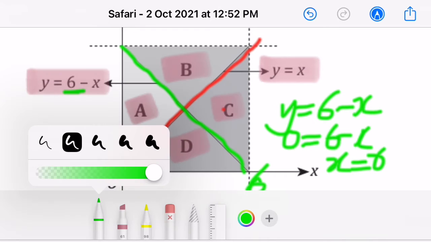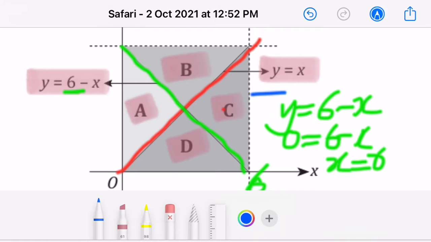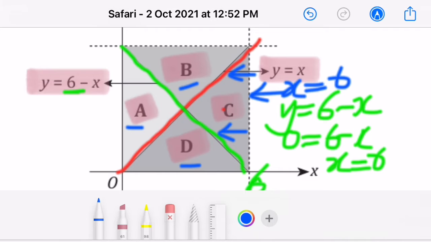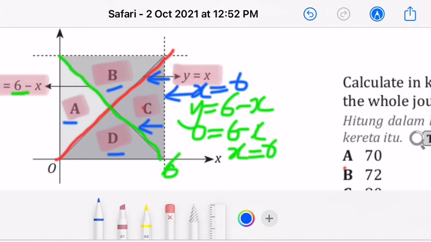So this line, I will show you, I can say this line is x equal to 6. We shade to the left, so it looks like every point is to the left. Correct, so A, B, C, D are all to the left. Now, if we want to choose y less than or equal to x, it should be below the line here. So we will choose D or C, below the red line because of less than or equal to x.